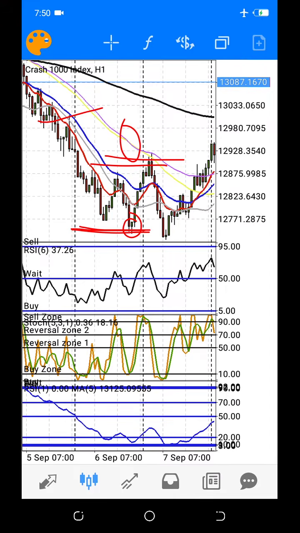As soon as you see this, look at the stochastic. You see that? I'm going to talk more about this when I do a video on how to buy crash. When you see the stochastic cross each other, it's going to pull back. You see that?